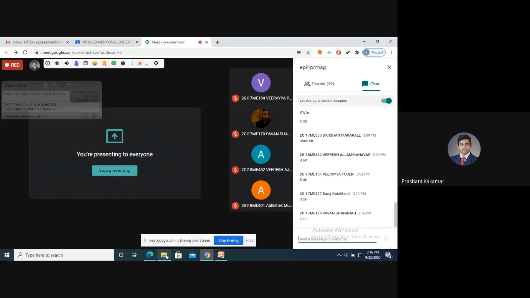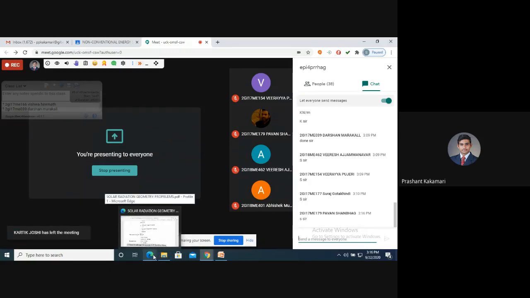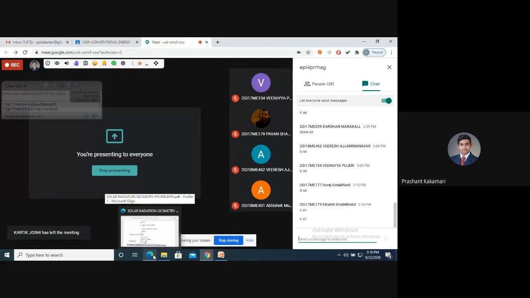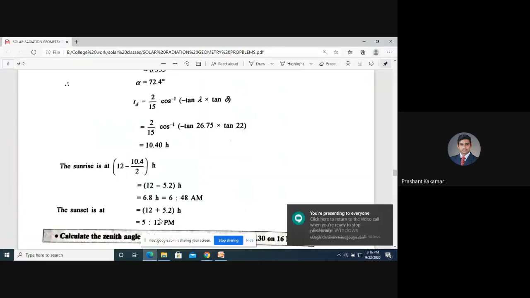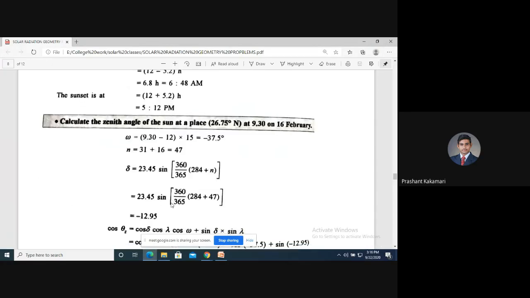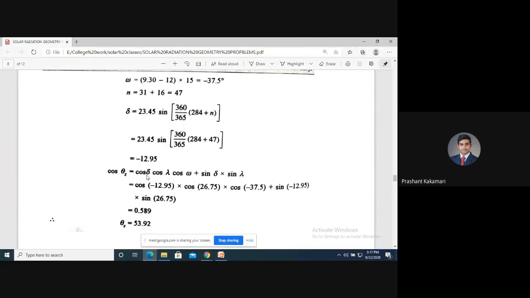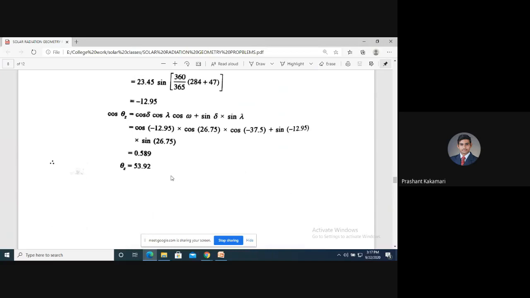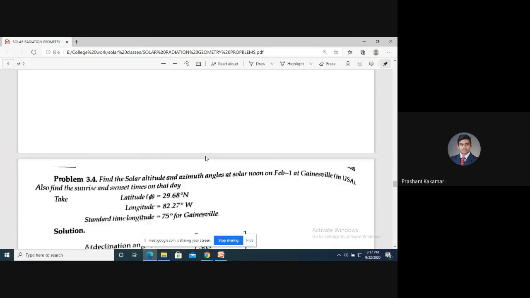Have you noted down the sunrise and sunset angles? Okay. Next, the zenith angle you can also find out, not an issue. We'll skip this part because we have already considered the delta angle and cos theta z. In earlier problems also we have solved such problems.